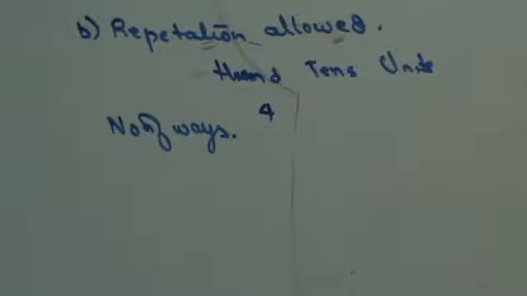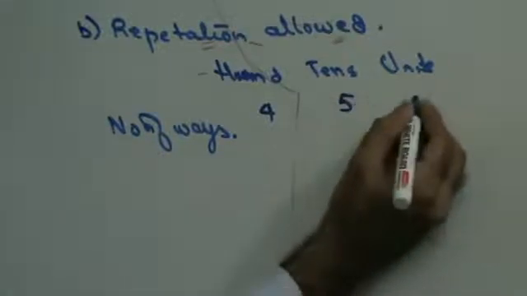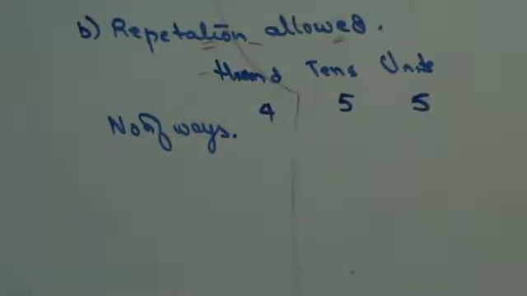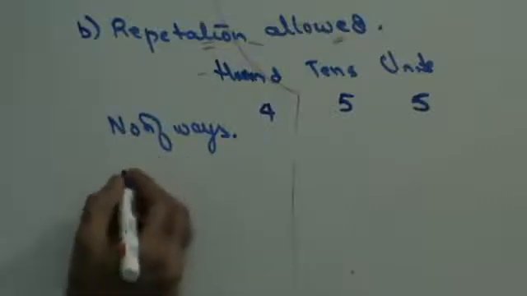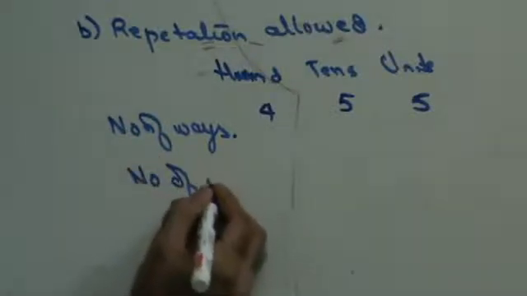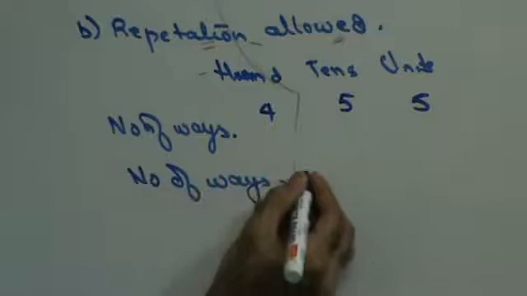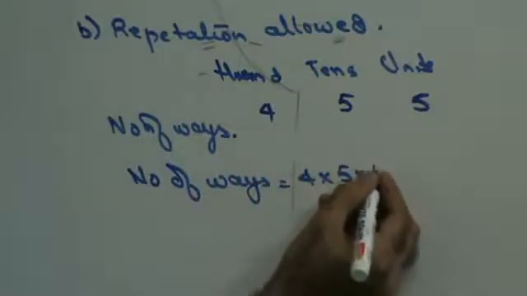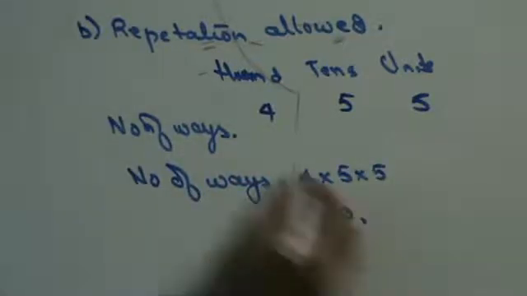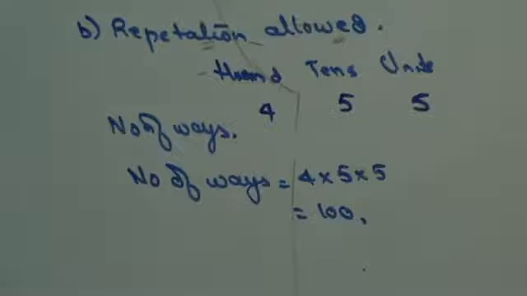Now since repetition is allowed, to fill the tens place I can use all the 5 alternatives. Similarly, to fill the units place I can use all the 5 alternatives. So in that case, number of ways is going to be 4 into 5 into 5, 100. Right? Do we get this thing clear? Next, take on next sum please.